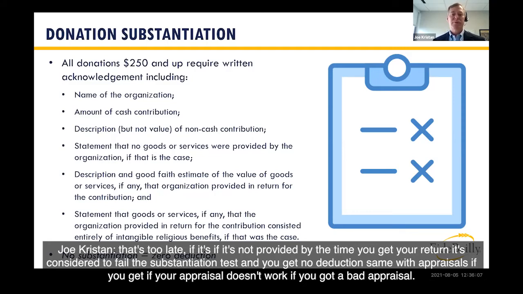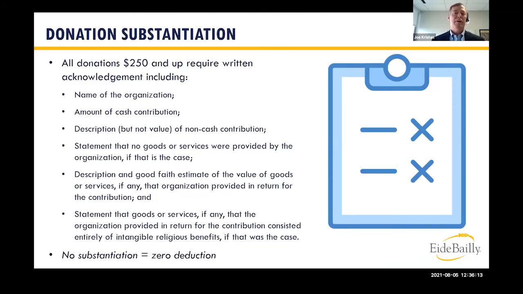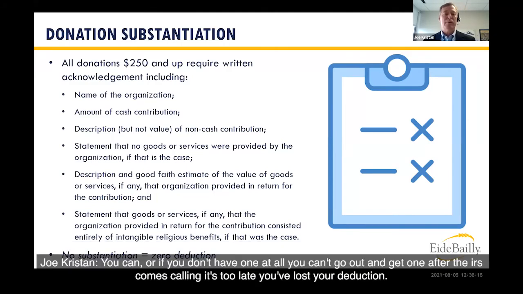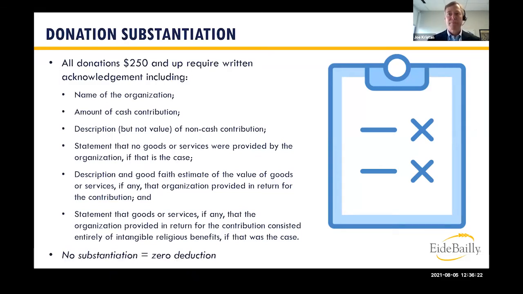Same with appraisals. If you got a bad appraisal, or if you don't have one at all, you can't go out and get one after the IRS comes calling. It's too late. You've lost your deduction.